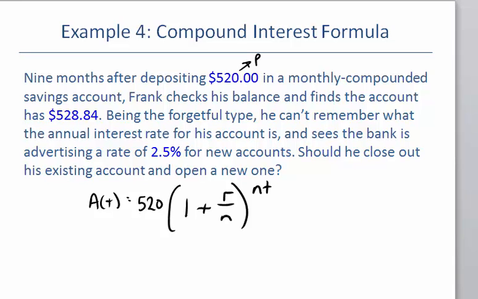The savings account compounds monthly. So remember that that is the N value. And so how many months are there in a year? There are 12. And so we'll plug a 12 in for the N. He finds the account has a balance of $528.84. So that is the final amount in the account. So that'll go in for the A.